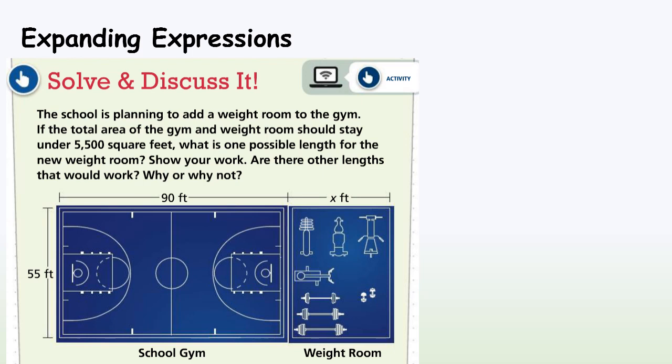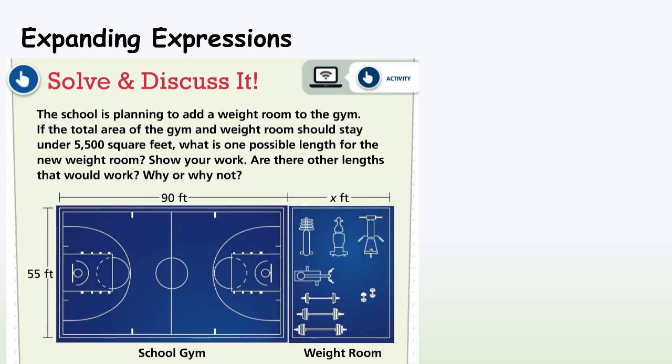So on, I think it's page 207. The school is planning to add a weight room to the gym. If the total area of the gym and weight room should stay under 5,500 square feet, what is one possible length for the new weight room? Show your work. Are there other lengths that would work? Why or why not? So what we have here is basically two rectangles.